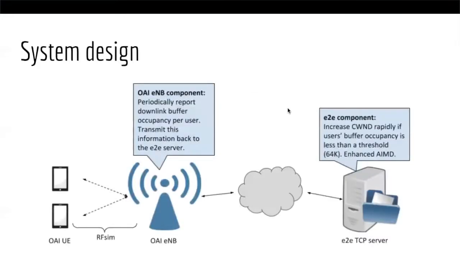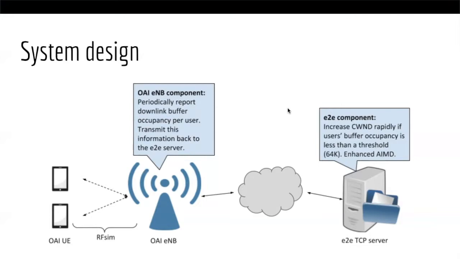This is the high-level architecture, or the high-level system design. The main component we actually implemented in the OAI, OpenAirInterface, radio component. The main part here is that we periodically report the downlink buffer usage per user, or the buffer occupancy. And we send this information all the way back to the end server.